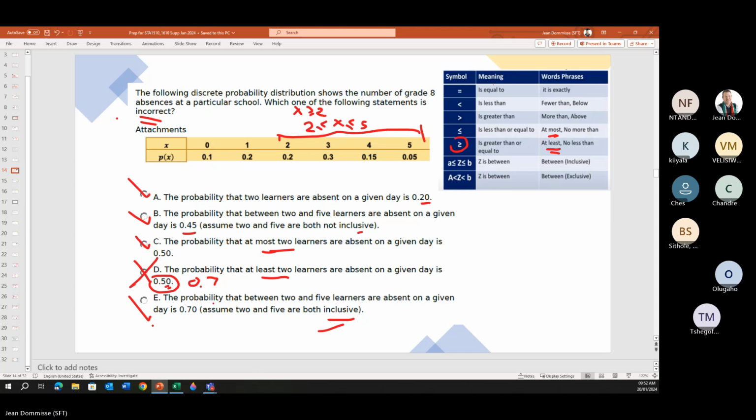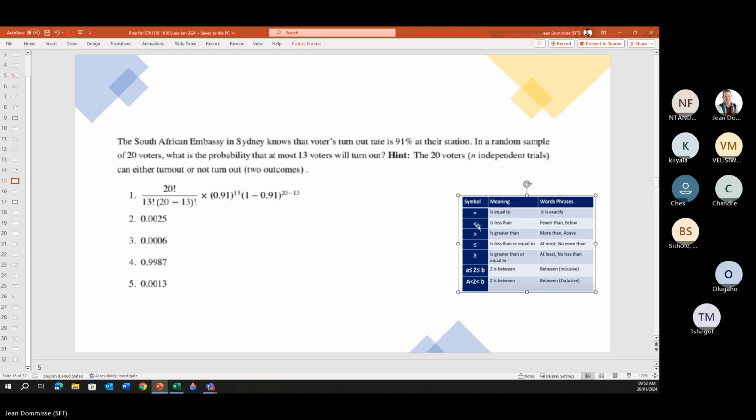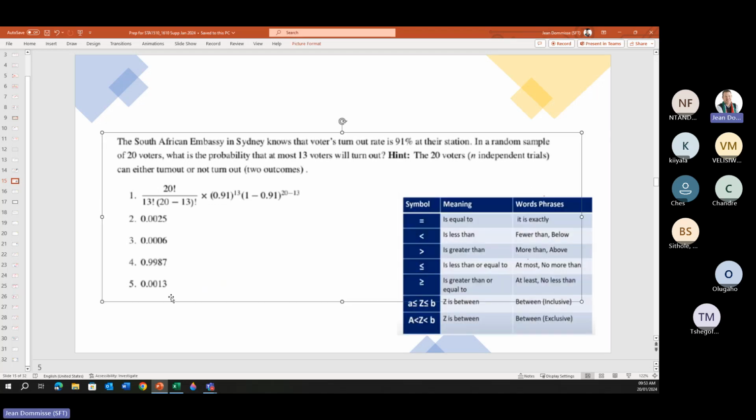Okay, so very important, and they love to ask this. It might be that they ask it in some of the other questions as well, but please use this table. It just makes it so much easier to look at what you need to get to. Okay, so let's look at the last one for today. Again, we can use the table.